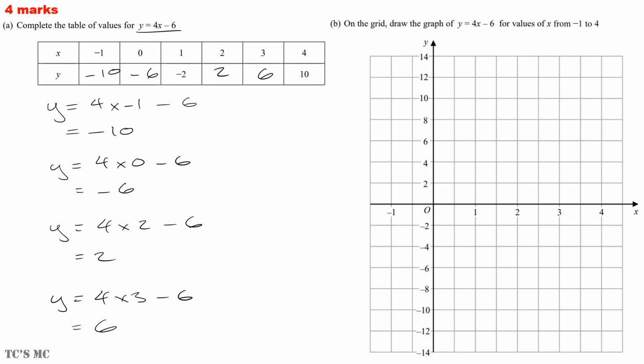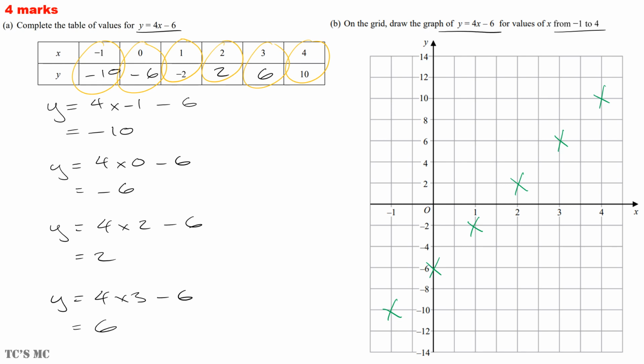Moving on the grid, draw the graph of y equals 4x subtract 6 for values of x from -1 to 4. In other words, use the table. We need to see each one of these as a coordinate point. So we need to plot -1, -10, then 0, -6, and then 1, -2, and then 2, 2, 3, 6, and finally 4, 10.